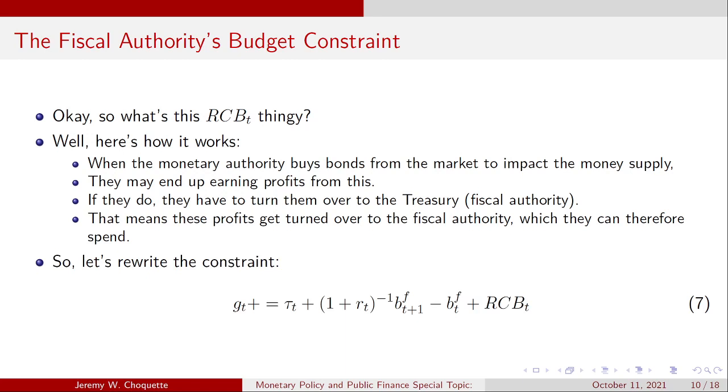So what I'm going to do is rewrite the constraint a little bit in a way that's a little bit easier to sort of understand. Forget there's a plus there. It's not supposed to be a plus there. It's supposed to just be GT equals tau T plus R to the negative 1, or 1 over 1 plus R, times B_{T+1} minus B_T, plus the receipts from the central bank.